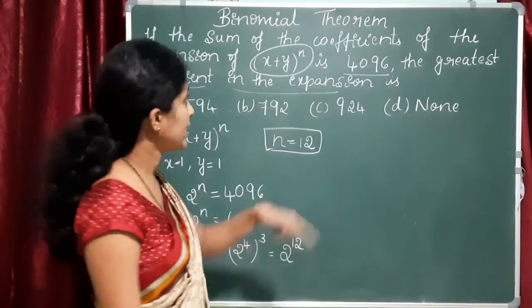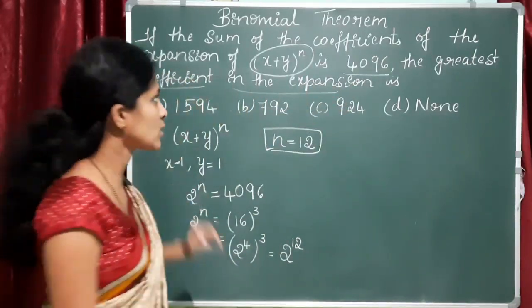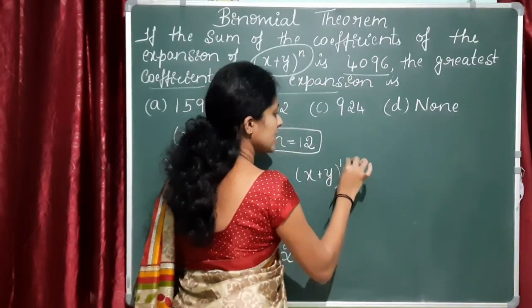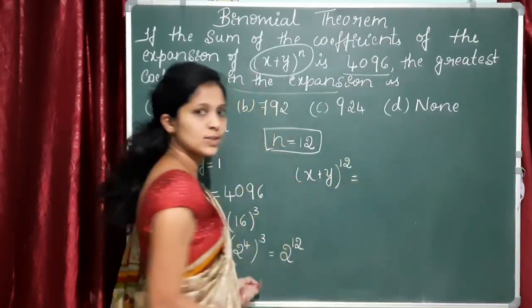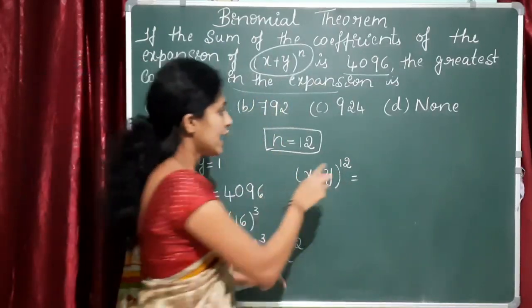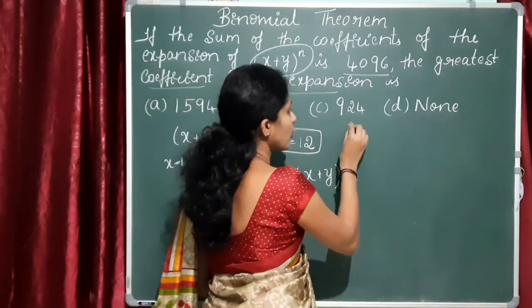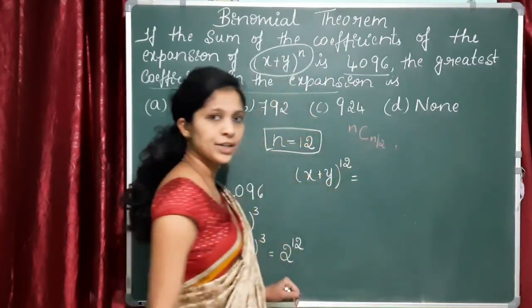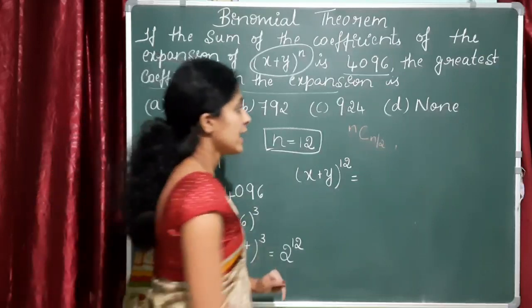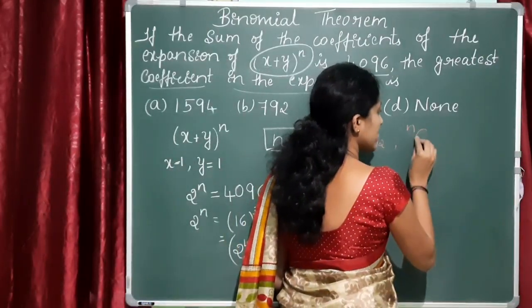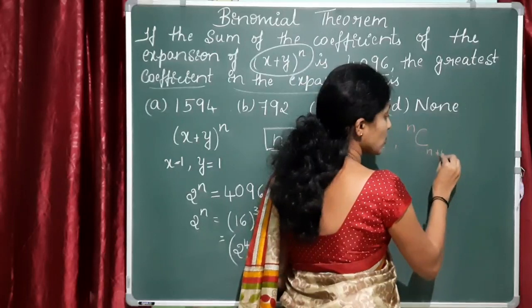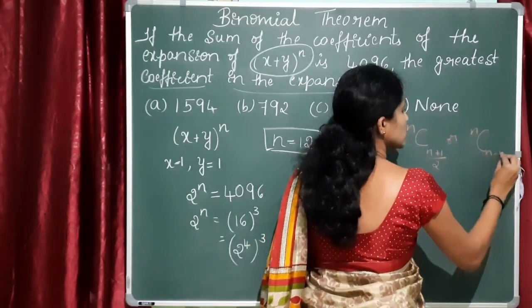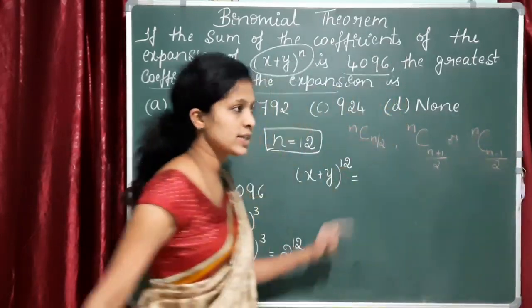Now what you have to find is the greatest coefficient. So this is now (x plus y) whole to the power 12. So what is the greatest coefficient? We have the formula. If n is even, then the formula will be nC(n/2). This will be the greatest coefficient. If n is odd, there are two possibilities: one is nC((n plus 1)/2) or nC((n minus 1)/2). So these are the two formulas.